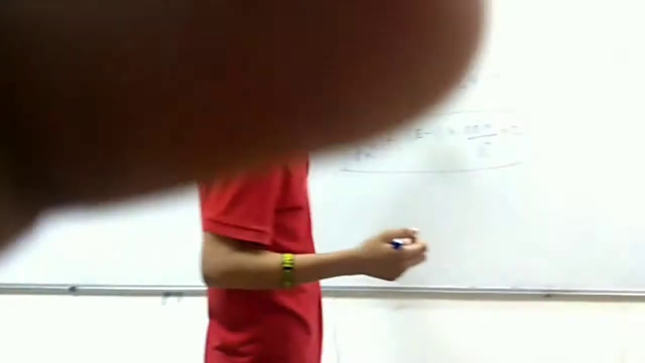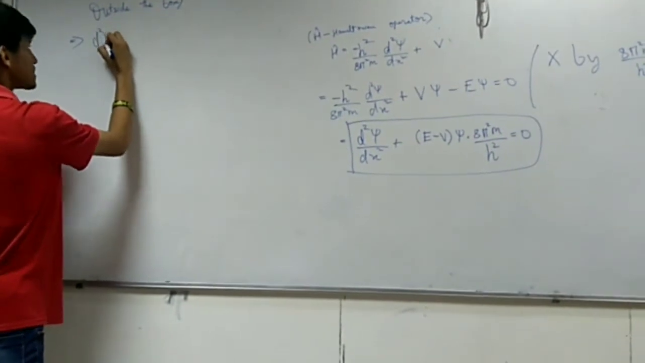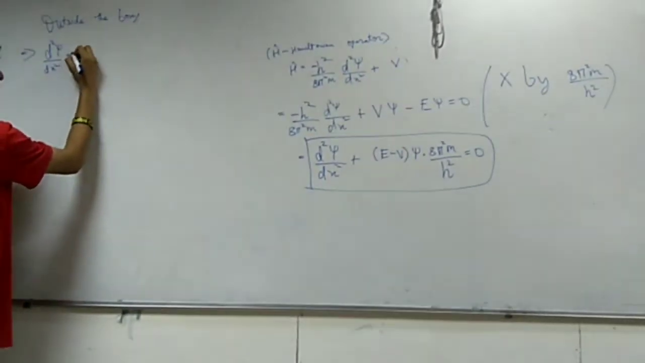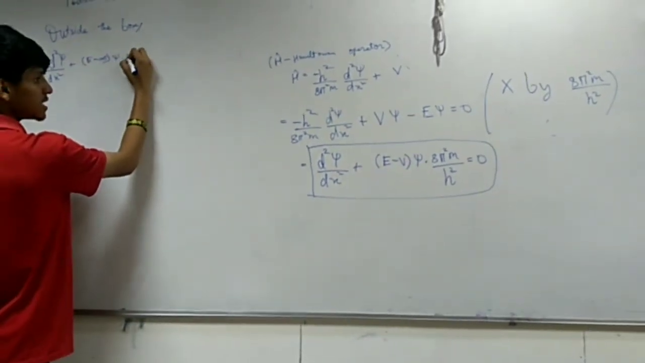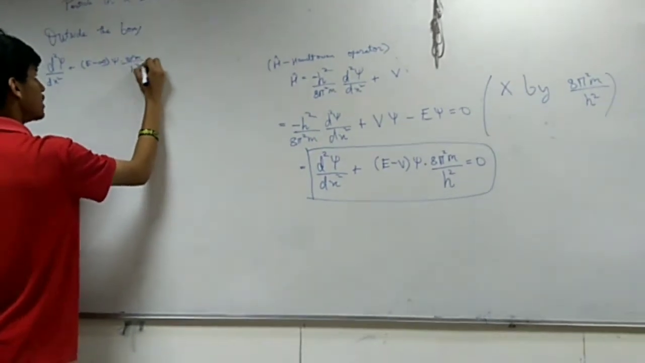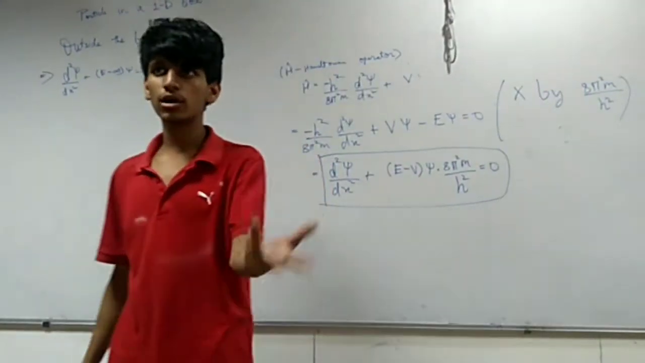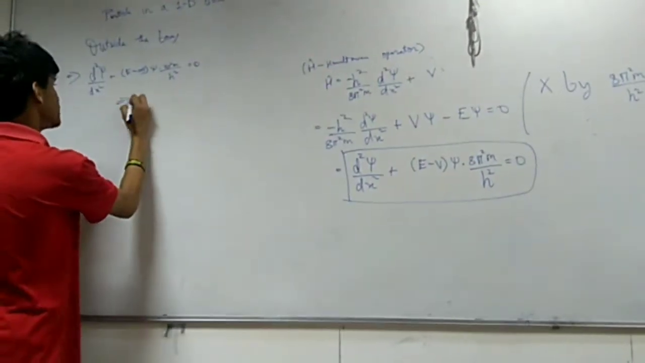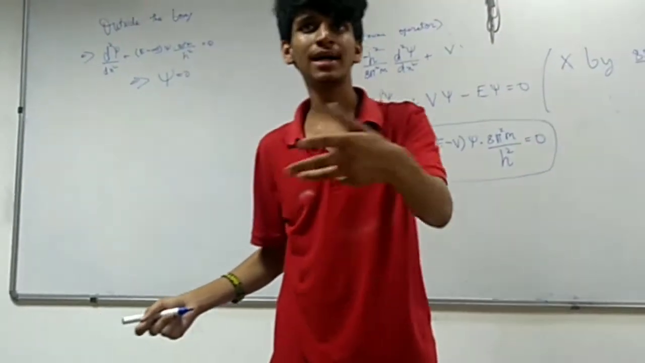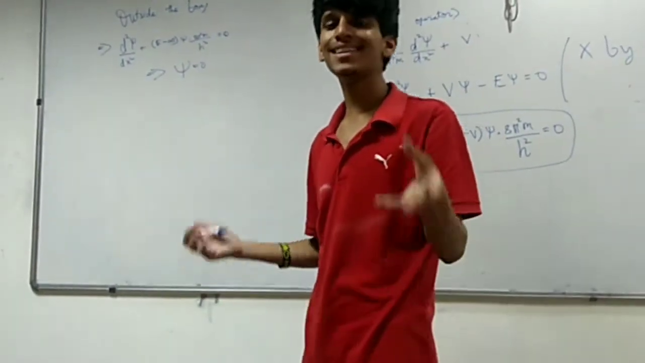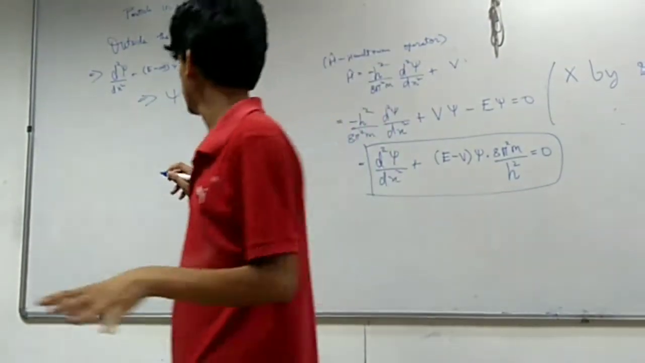So here for V we substitute infinity, as we discussed initially, which implies d square psi by dx square plus E minus infinity psi times 8 pi square m by h square is equal to 0. And this is possible obviously only when psi is 0, which implies psi is equal to 0. And we know that the probability density is given by psi square, and 0 squared is 0, and hence there is no possibility that the particle can exist with these constraints. Hence the particle is not outside the box.